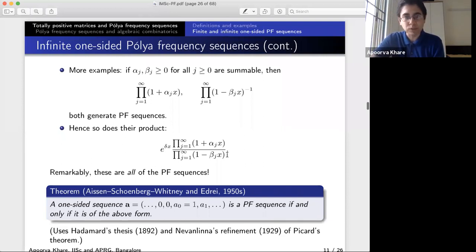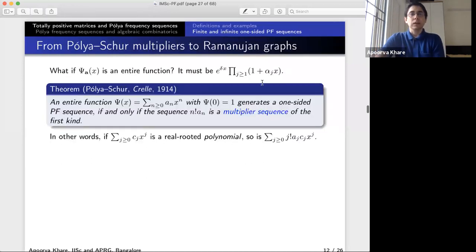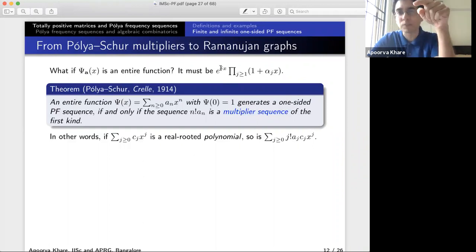That means there are no poles. So it is exactly of the form of the numerator, as I wrote here. Now, this is a theorem, modulo the previous theorem, so it's not strictly speaking from 1914. But an entire function generates a one-sided PF sequence if and only if it is of this form above. And in 1914, Polya and Schur proved that a function is of this form above if and only if you look at the Taylor coefficients of the sequence, multiply by n factorial, and you get a multiplier sequence of the first kind.